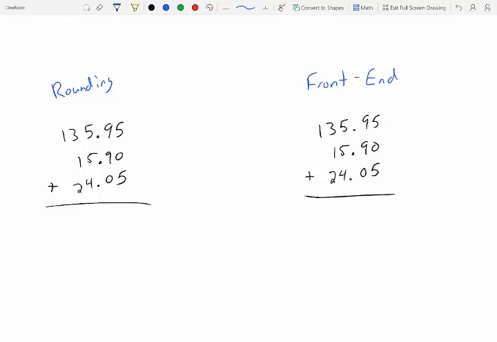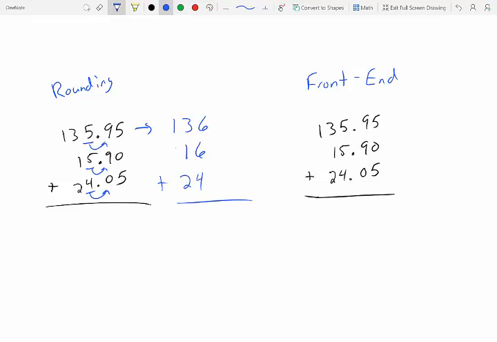Alright, rounding now. We have the same problem, but we're going to do it two different ways. We have rounding. So I'm going to round to the nearest whole number. So 135.9, rounding to this, I look to the right, it's a 9. 136 now. Next one, again, the nearest whole number. I look at the 5. I go to the 9. It's higher than 5, so I round up to 16. Whole number for 24. I look to the right, it's a 0. So I leave it at 24.